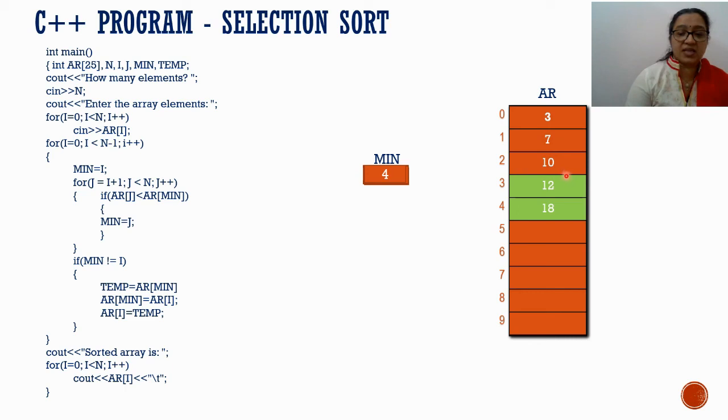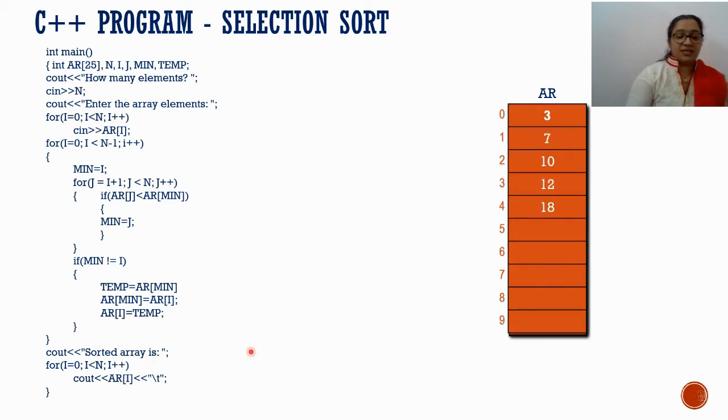3, 7, 10, 12 and 18. See, the array is in sorted style now. Now we can display the sorted array: 3, 7, 10, 12 and 18. Got it? Yeah. So two methods are there. By using the value also we can check it, by using the position also we can check it. But both the logic is the same for selection sort.